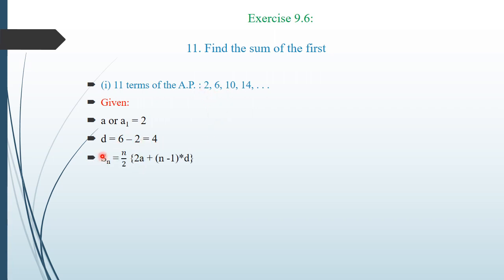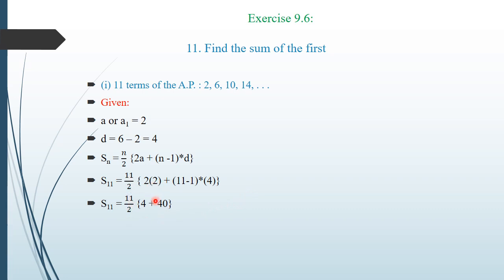And I'll apply the formula Sn equal to n by 2 into 2a plus n minus 1 into d. Substituting all the known values, I need to find the sum for n equal to 11 in this question. So S11 is equal to 11 by 2 into 2 into, in place of a I'll substitute the first term, that is 2, plus n minus 1, that is n is 11, so 11 minus 1 into d, which is 4 here. Further simplifying, 11 by 2 I'll keep as it is.